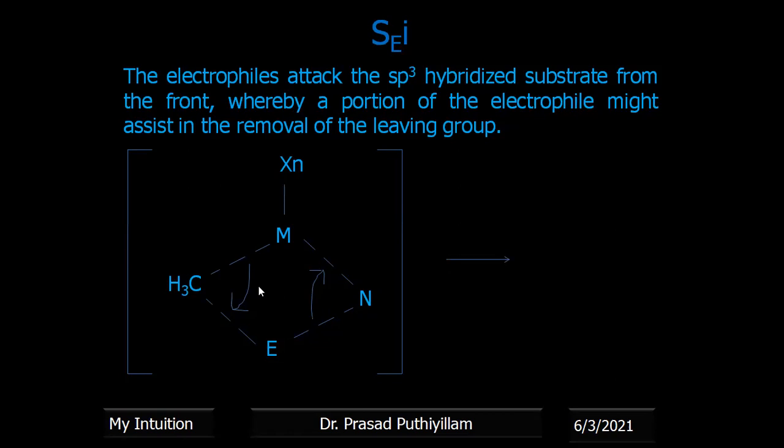Once this transition state is formed, this electron movement takes place internally. That is the meaning of I. This internal arrangement takes place, and we get the final product as CH3 with the electrophile substituted, as well as the leaving group going with the portion of the electrophile.